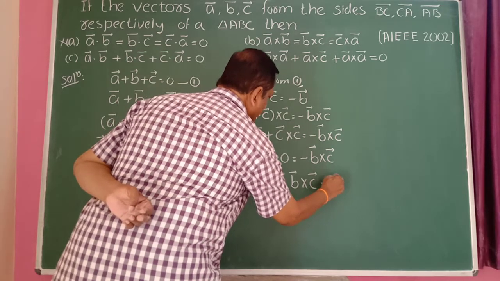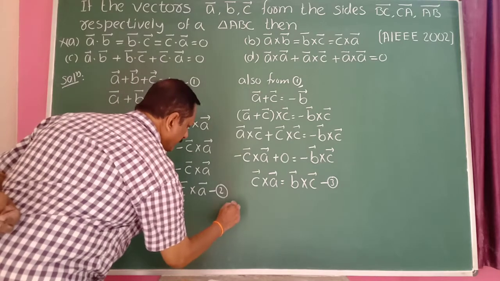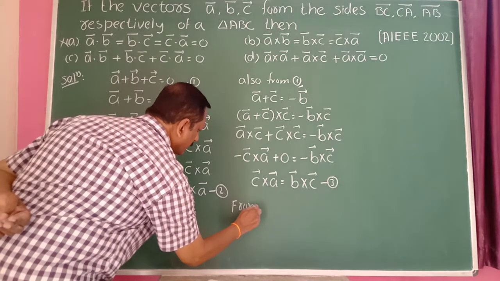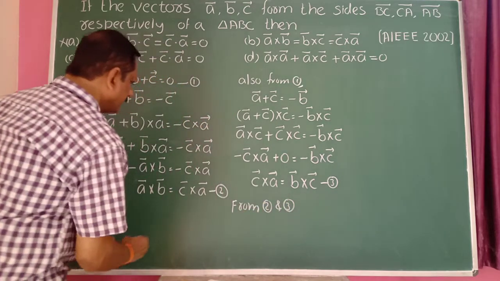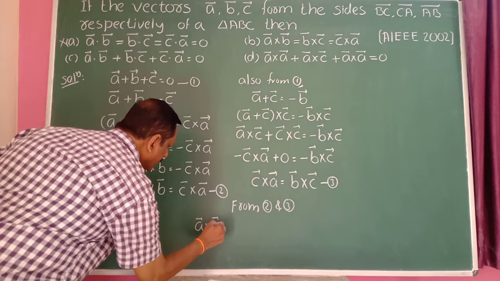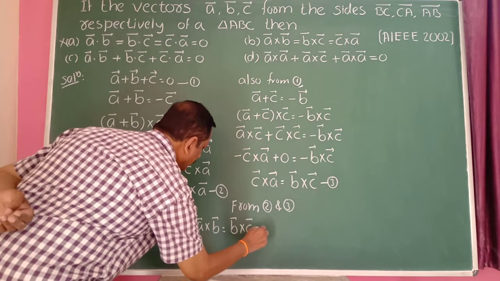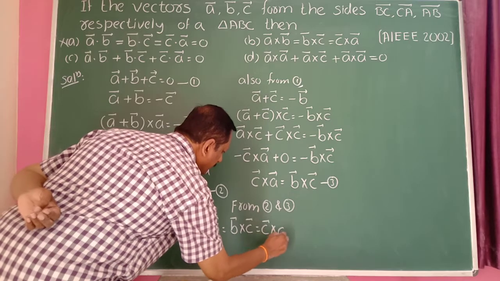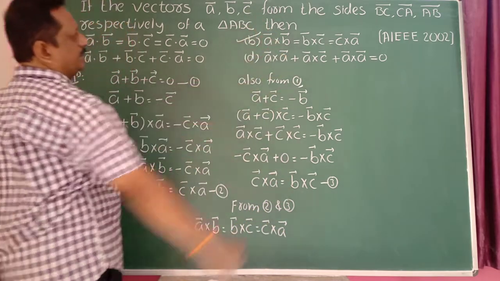Take this as result number 2. So from results 1 and 2, A bar cross B bar is equal to B bar cross C bar is equal to C bar cross A bar. Hence, second option is correct.